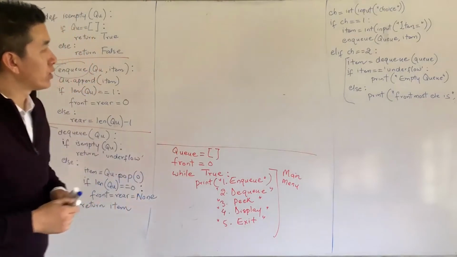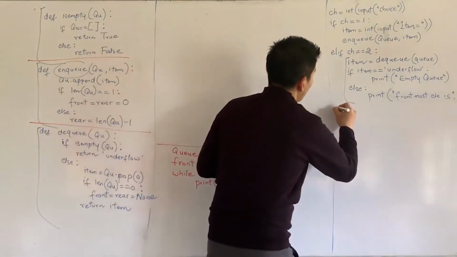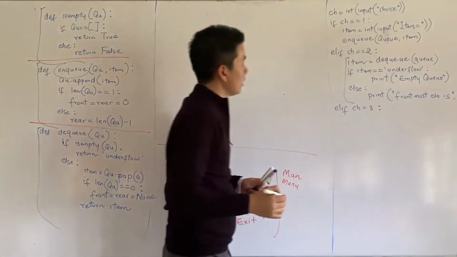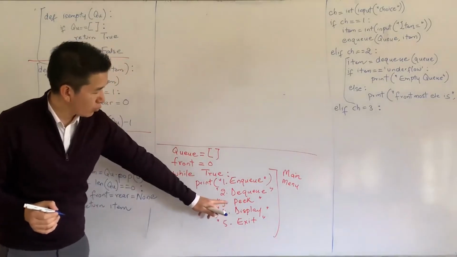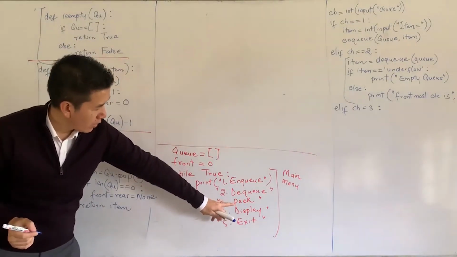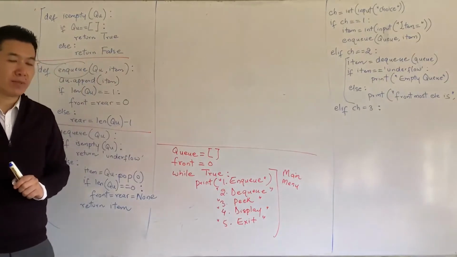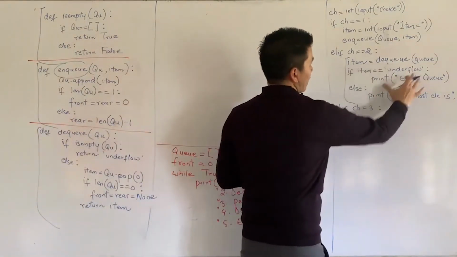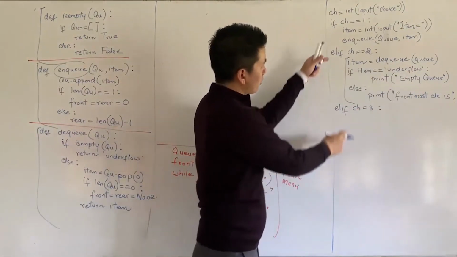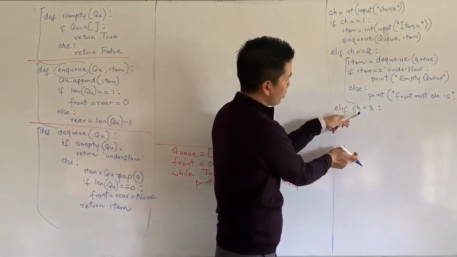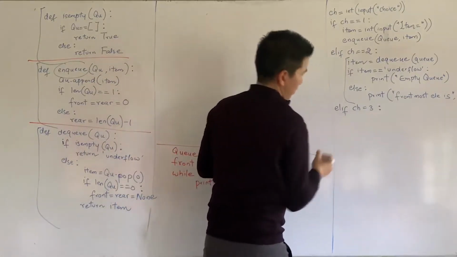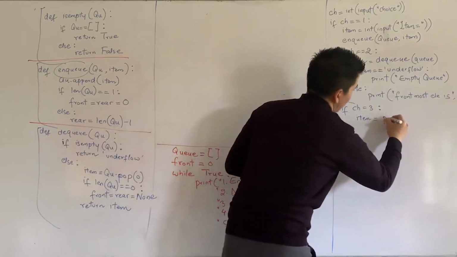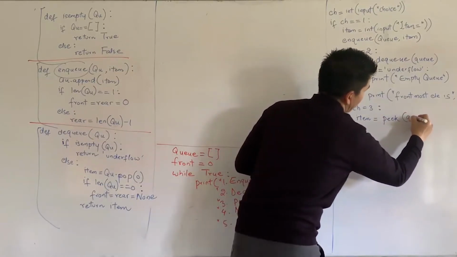Now let's move on with the next one. You have elif ch is equal to 3. If the choice is equal to 3, then we want to have a look at the frontmost element. Again, this whole thing will be similar to this. This whole thing could be copied onto this part. I'll have item written, and this time I'll have peek and then send the Q.